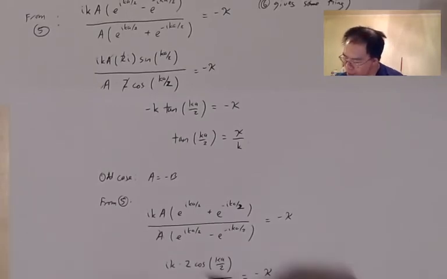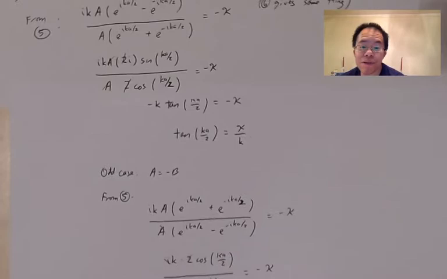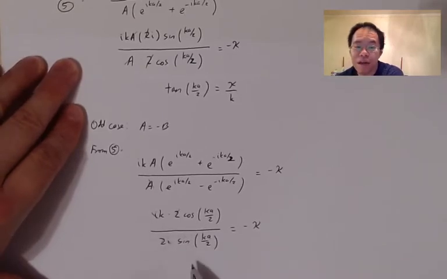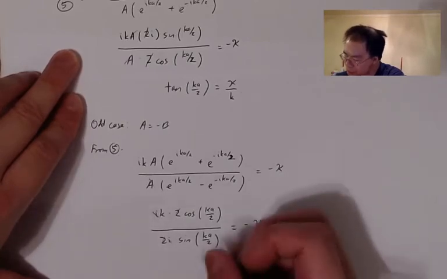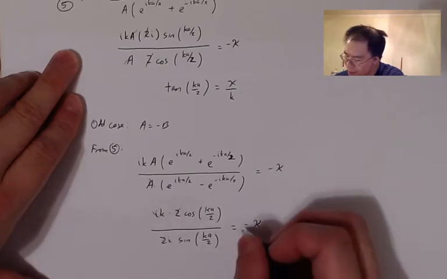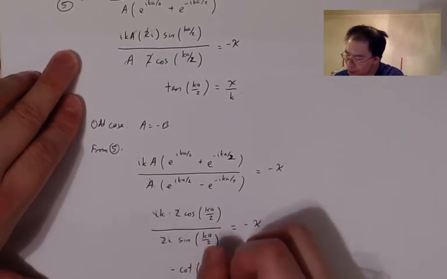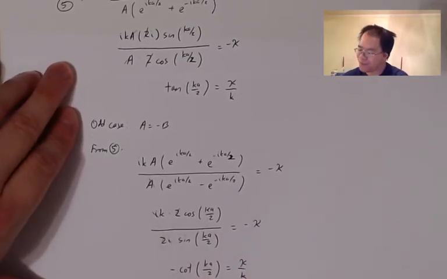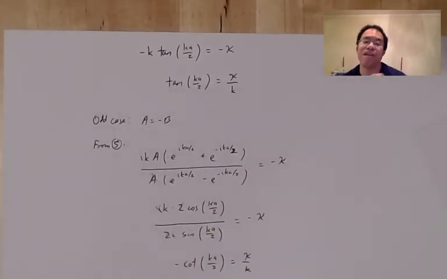And again, notice that my factors of 2 cancel, my factors of i cancel, and then you have cosine over sine, and cosine over sine is cotangent. I'll just choose to write it in this way. So I'll divide both sides by k and put the minus sign over on the left for reasons that will become clear in a sec. So I get minus cotan ka over 2 equals kappa over k. All right, so this now gives me another equation like this one for my odd case.